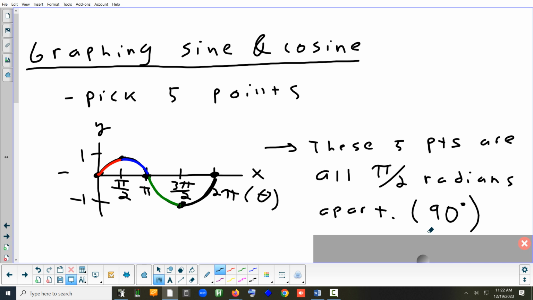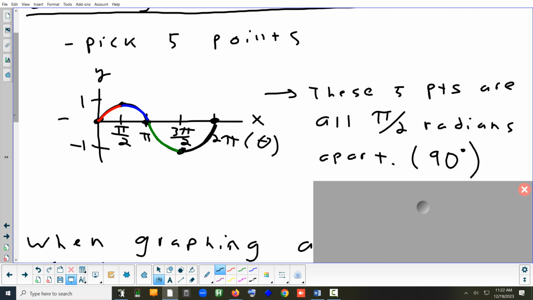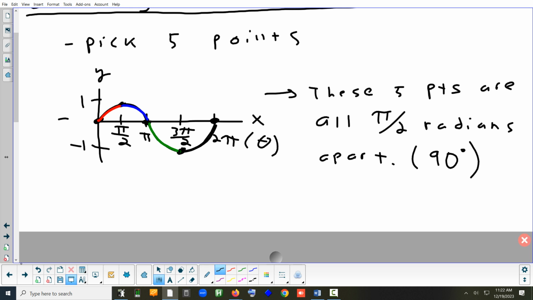Okay, so any question on those 5 points? Based on those 5 points, we're going to make a table for sine and then another table for cosine. These are what we're going to call the original tables. Any transformation is going to be based on the two tables that I give you.